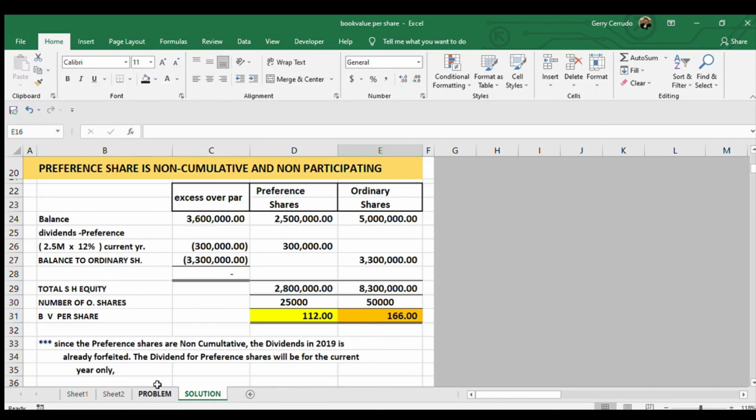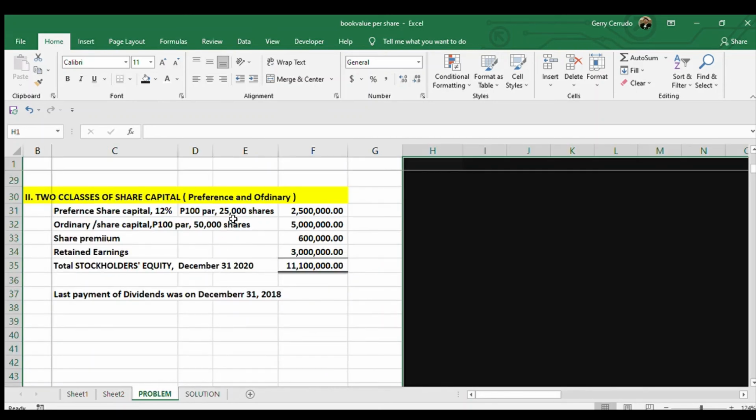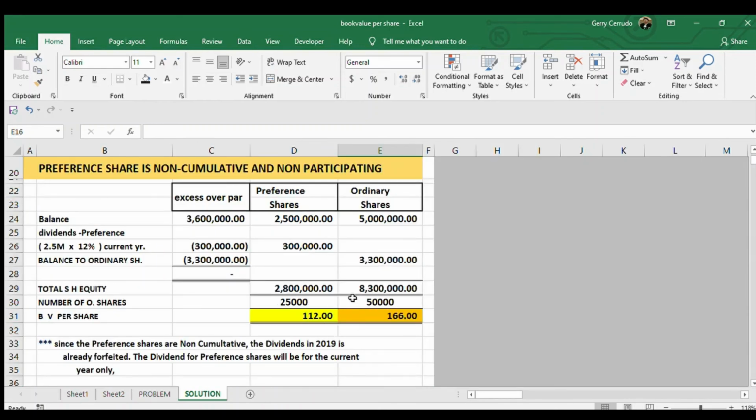So we can go back to the problem. We can see here that the preference share has 25,000 shares outstanding and ordinary shares has 50,000 shares outstanding. So here it is. 2.8 million divided by 25,000 shares is 112 per share. That would be the book value per share for the preference shares. For the ordinary shares, 8.3 million divided by 50,000, the book value per share is 166. So, this is the distribution to be made when the preference share is non-cumulative and non-participating.